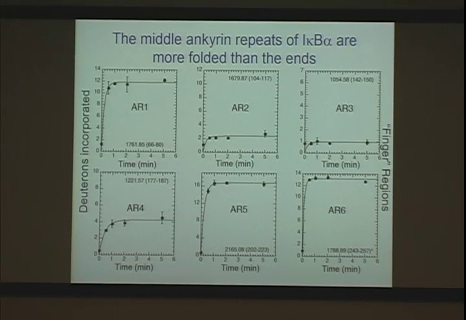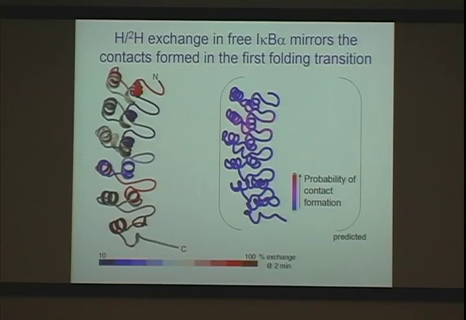So here's what we got for the free protein, and essentially what we saw was that the second and third repeats are not exchanging almost any amides in the free state. And that, remember, is very consistent with this idea that the contacts are made first in the first folding transition, whereas the first repeat, the fifth, and the sixth repeats are exchanging all of their amides by the very first time point that we can measure. So again, blue signifies low amide exchange, and that is exactly where we saw the high probability of contact formation in the first transition of the Go simulations.